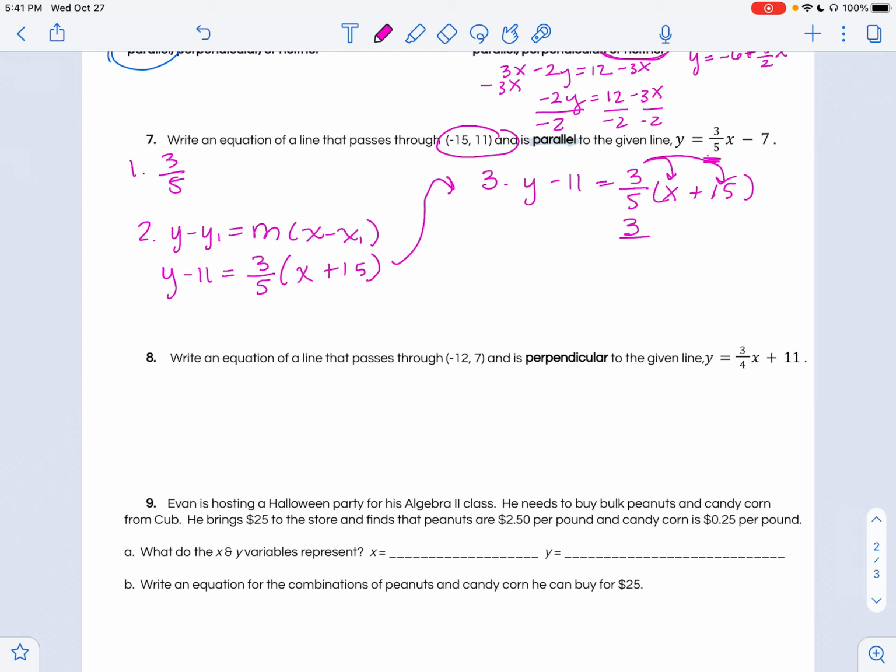Okay? So 3/5 x plus, and remember in your calculator, you're going to type in 3, divide by 5 times 15, and you're going to get 9. Add 11 to both sides. And my final answer here is 3/5 x plus 20. Okay.